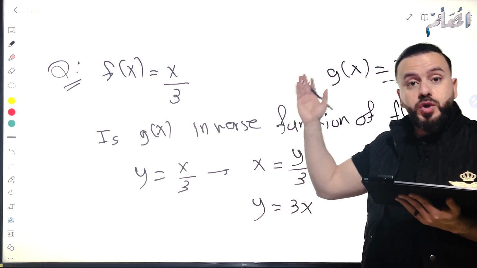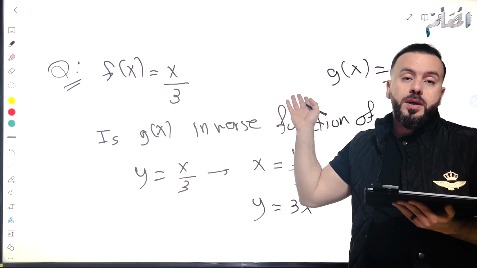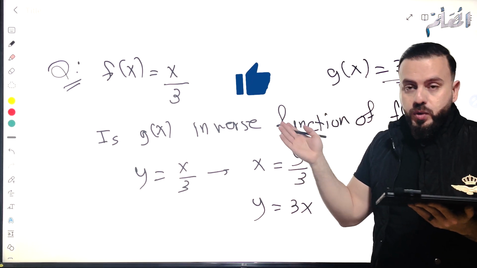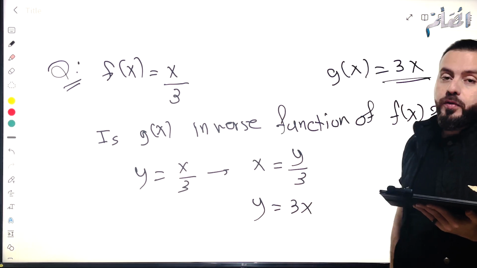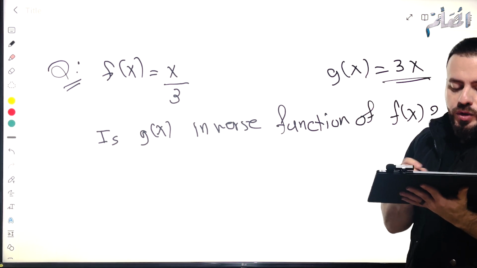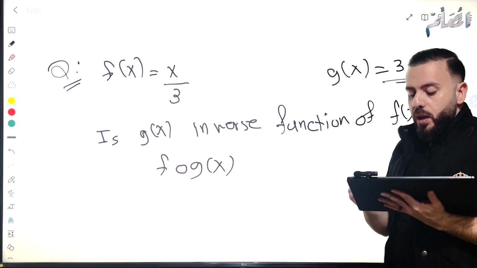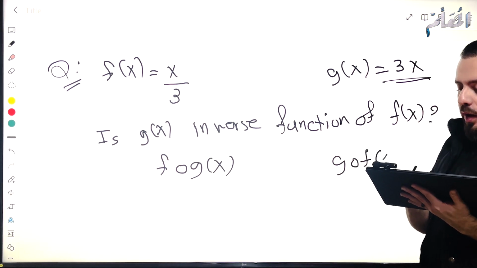Exactly. So g is the inverse of what? F, and f is the inverse of what? G. Yes, that's the true solution, which means that both of them are inverse to each other. But is there any other method? Yes, there is one, which is to find the composition of functions f o g of x and g o f of x.